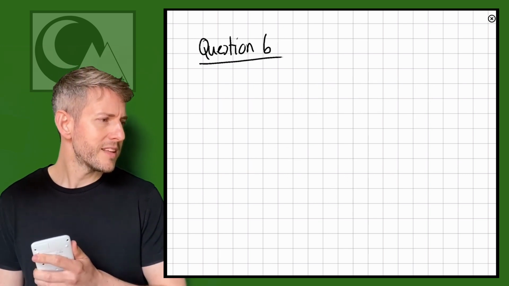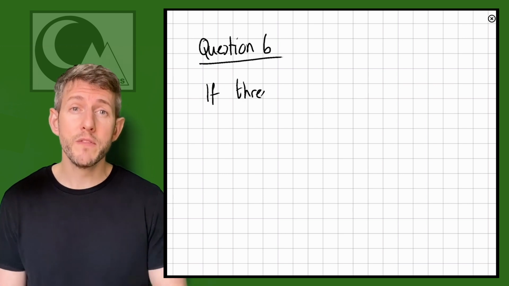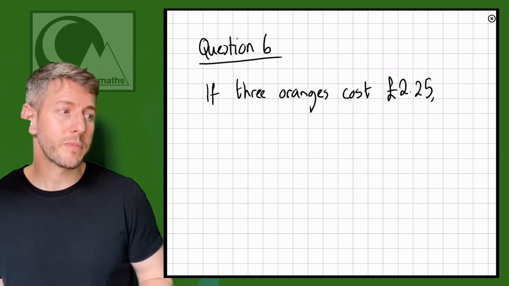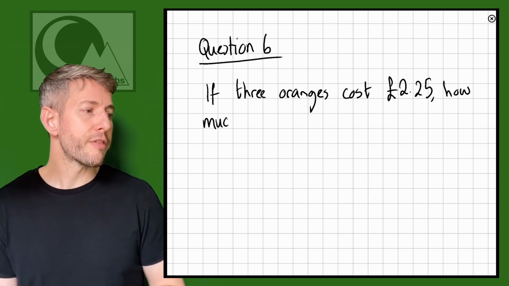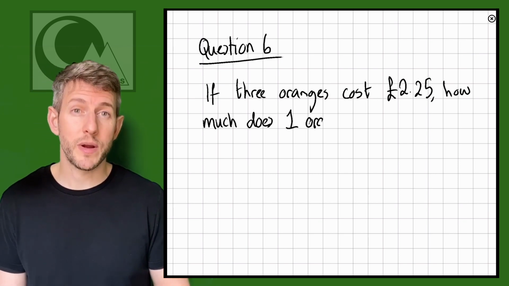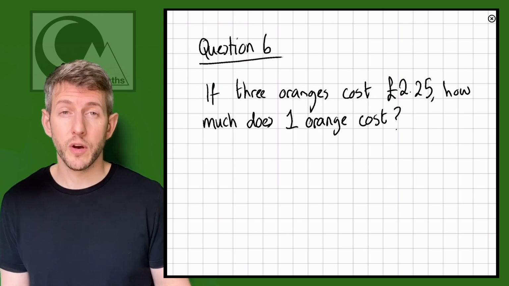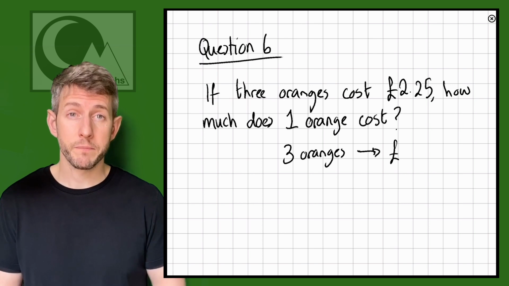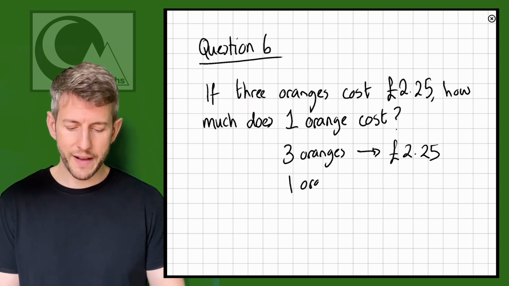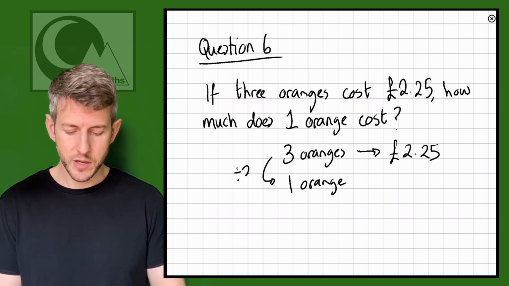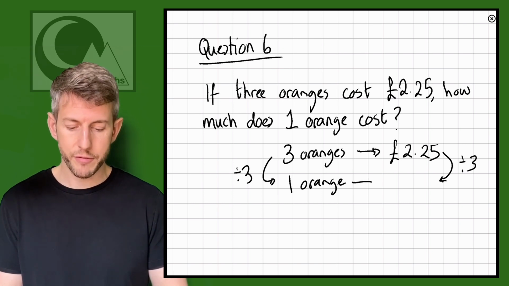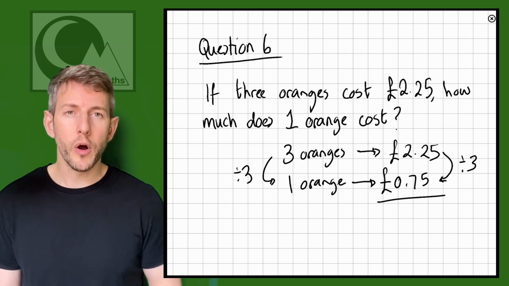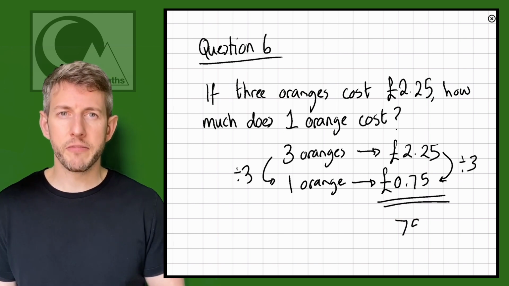Right, let's try one more, and then we'll move to the scenario questions just to see about when these kind of skills are combined. So this time we've got if 3 oranges cost £2.25, how much does 1 orange cost? So we know 3 oranges equals 2.25. I want 1, so we're going to have to divide both sides by 3. So 2.25 divided by 3 equals 0.75. So 1 orange would cost 75p.